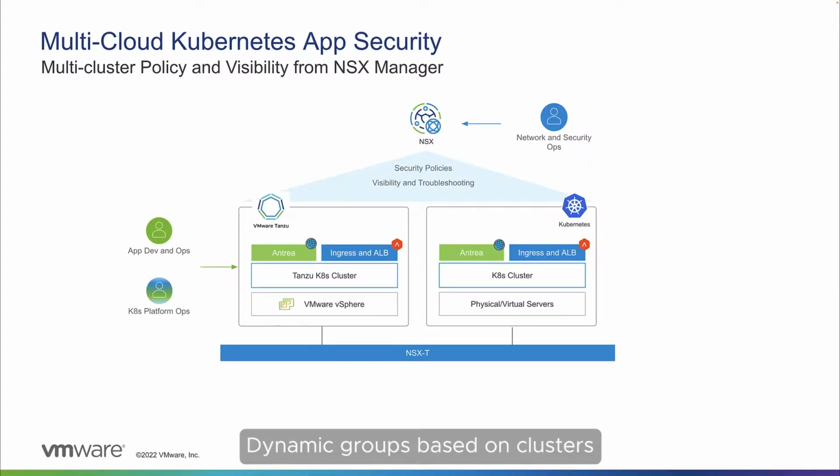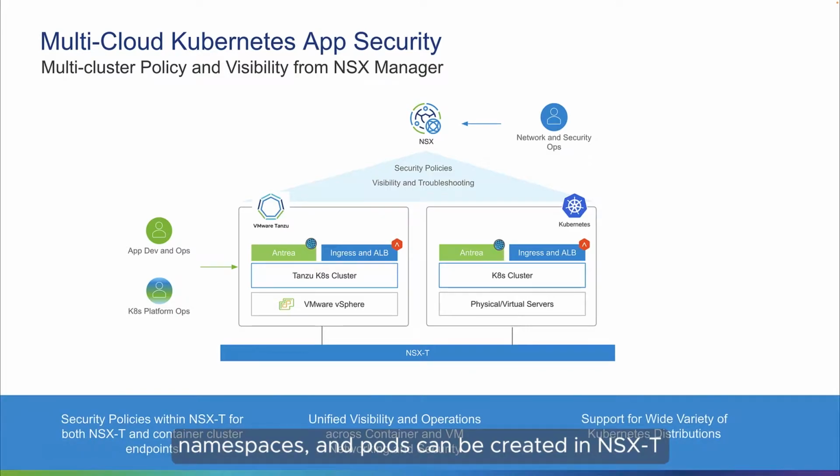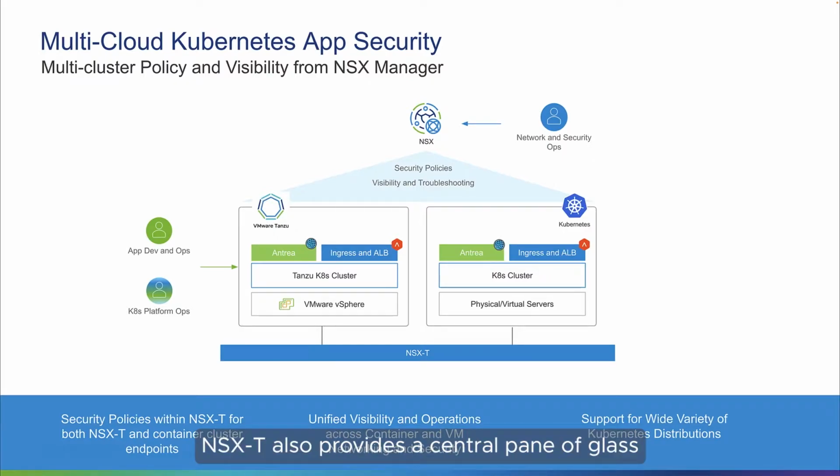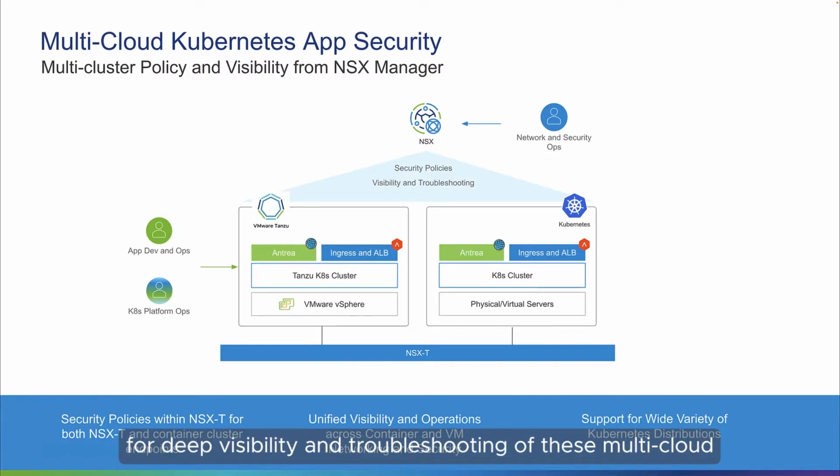Dynamic groups based on clusters, namespaces, and pods can be created in NSX-T, allowing for an enterprise-class Kubernetes network policy management and pod isolation. NSX-T also provides a central pane of glass for deep visibility and troubleshooting of these multi-cloud Kubernetes clusters to provide a scaling architecture.